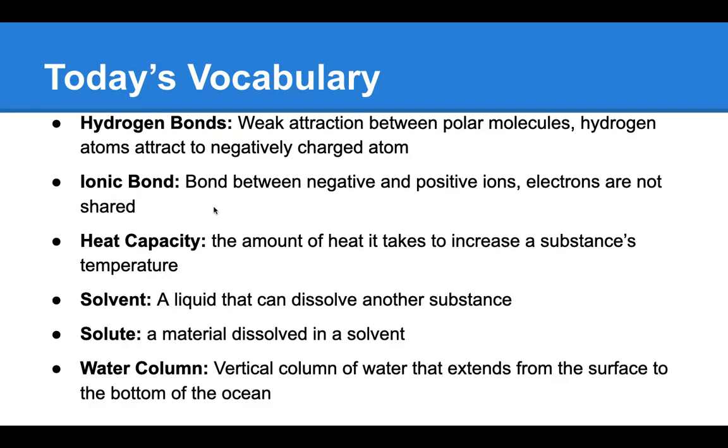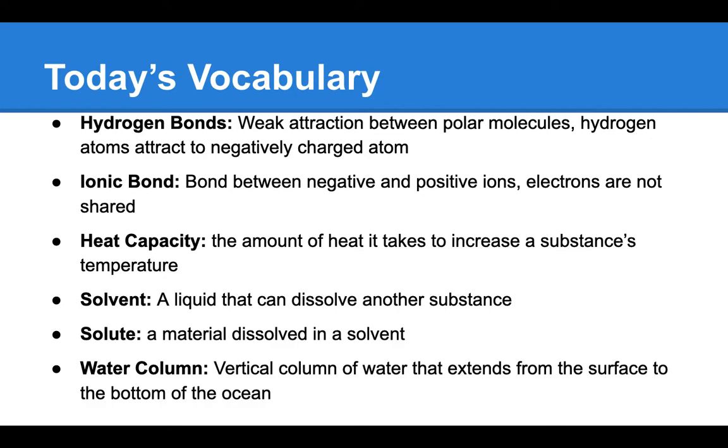Ionic bonds are bonds between negative and positive ions. The electrons are not shared, they are given. And this is going to be very important for salinity because salts are made through ionic bonding. The heat capacity of a substance is the amount of heat that it can absorb, the amount of energy it takes in before it actually increases its own temperature. It seems a little counterintuitive that if you give heat to something, it should increase its own temperature, it should heat up, but certain substances heat up quicker than others.